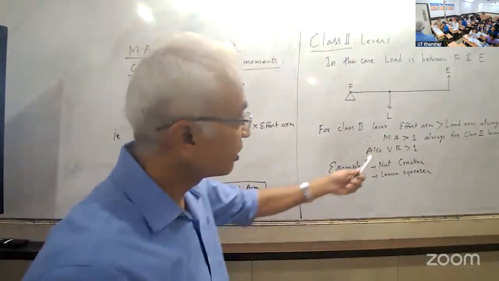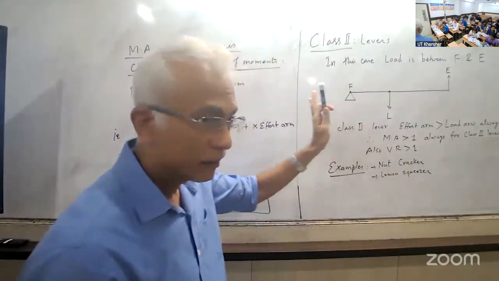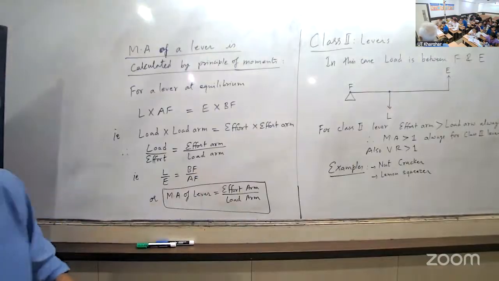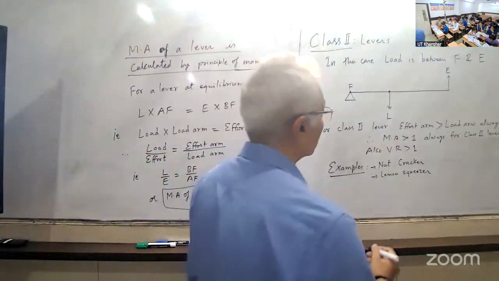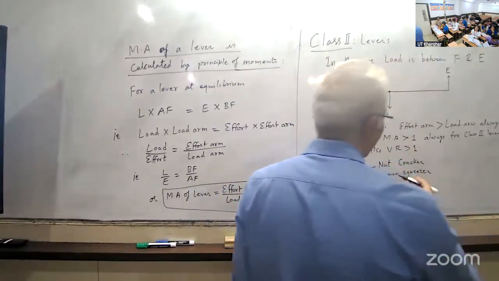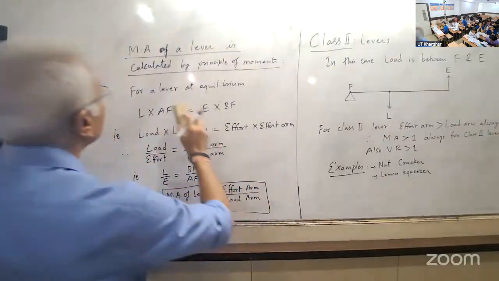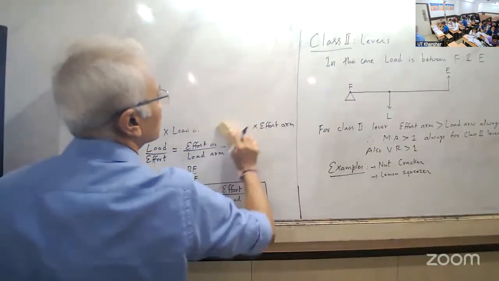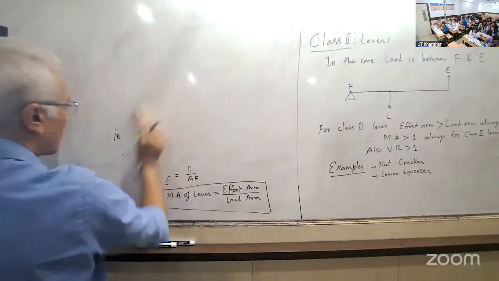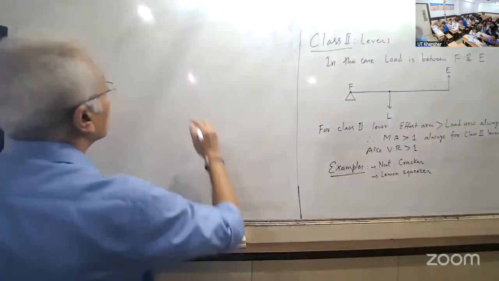Okay, so whatever is the calculated MA, here also it would be the same, because we are discussing ideal machines, right? Because MA is equal to VR for ideal machines. Class 3 lever.